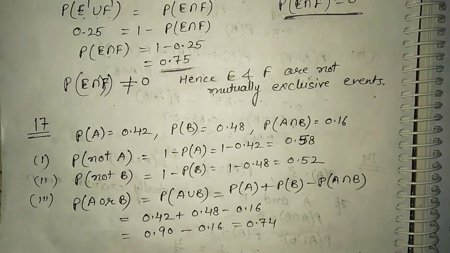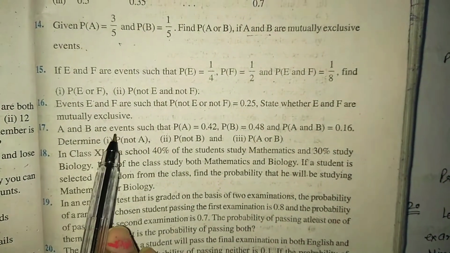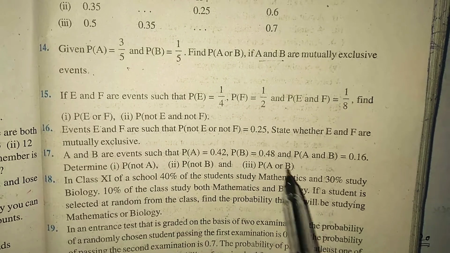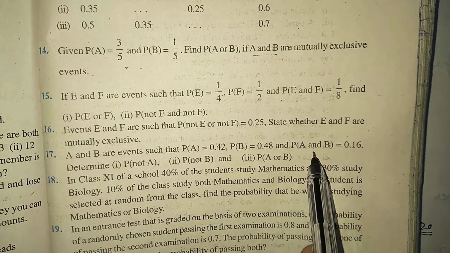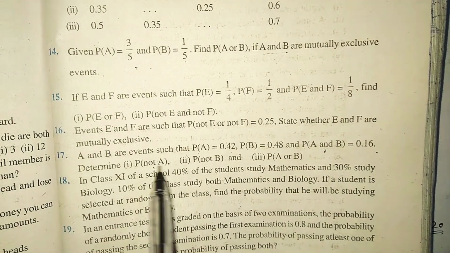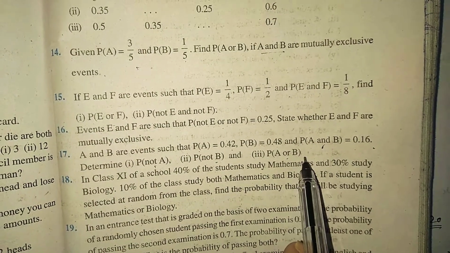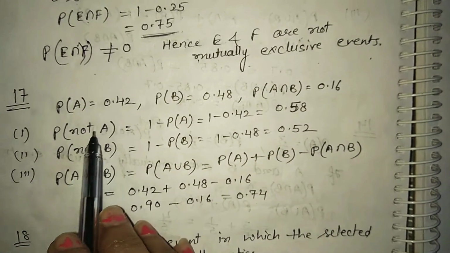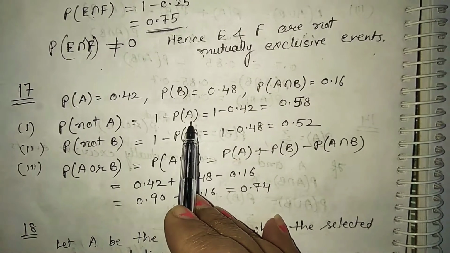Now come to question number 17. In question number 17, A and B are events such that P(A) is equal to 0.42, P(B) is 0.48, P(A and B), means intersection, is 0.16. We have to find out P(not A), P(not B), P(A or B). So in these three cases we will discuss P(not A). P(not A) means 1 minus P(A).